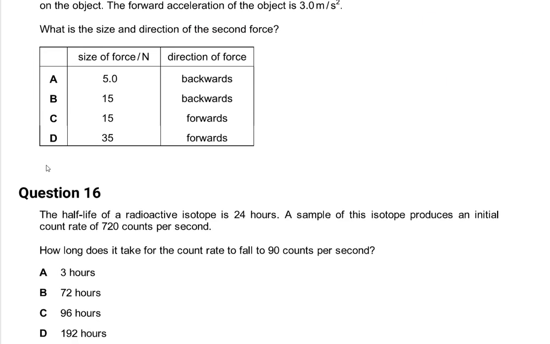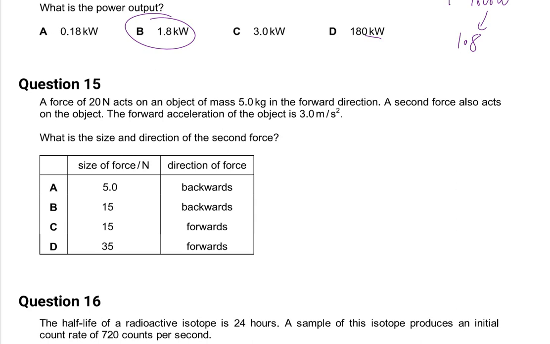Okay, and hopefully you're learning something as we go along. If you missed anything up, let me draw the force here. The force is forward. So the force here is 20 Newton forward. The mass we know, 5 kg. There is a second force which acts on the object, and the object is still going forward with an acceleration of this much here.